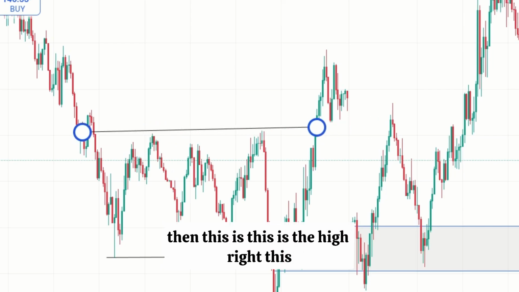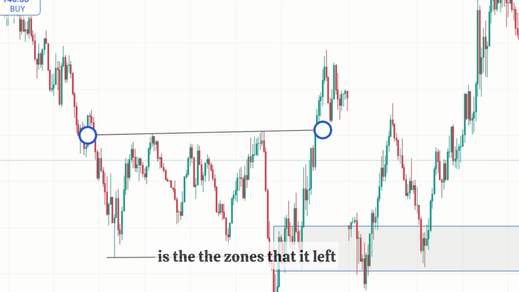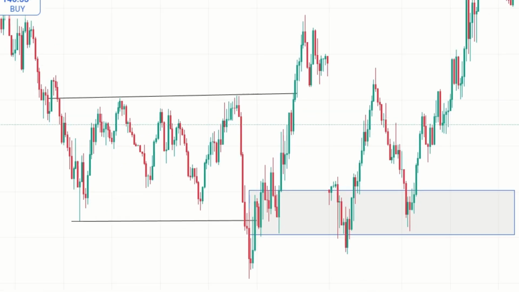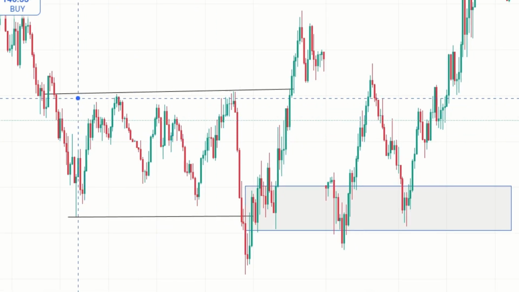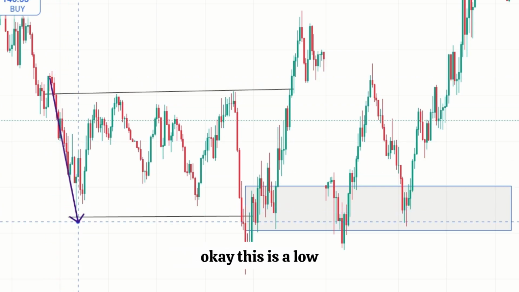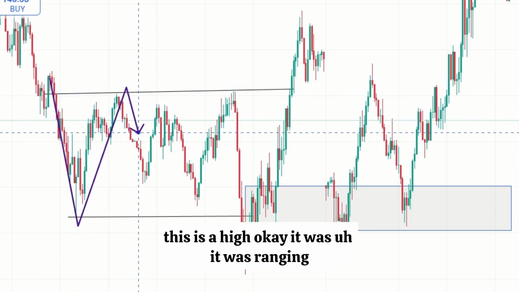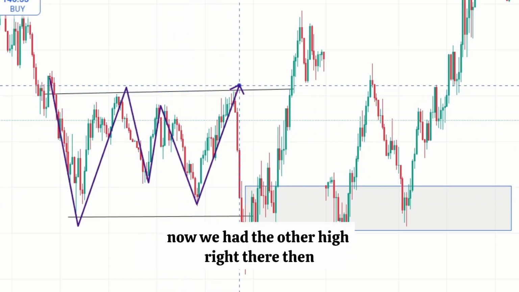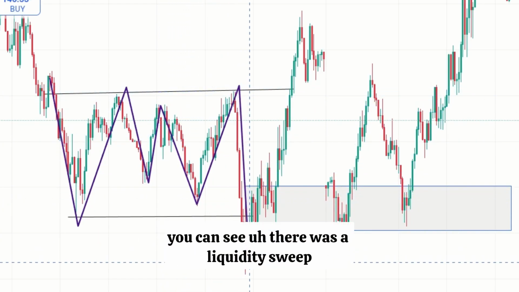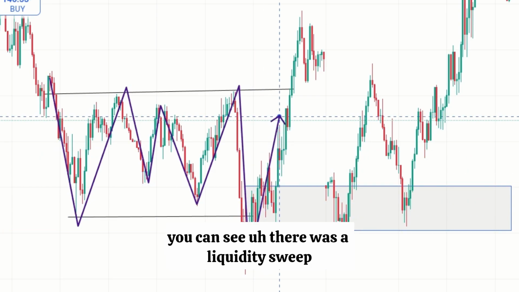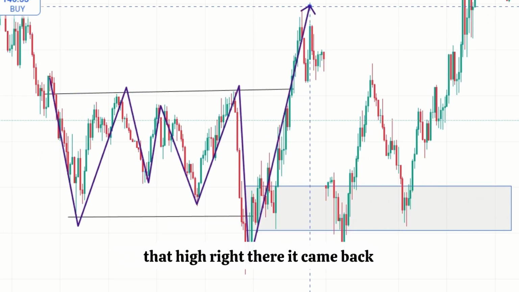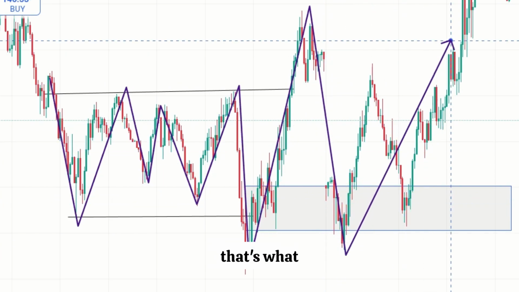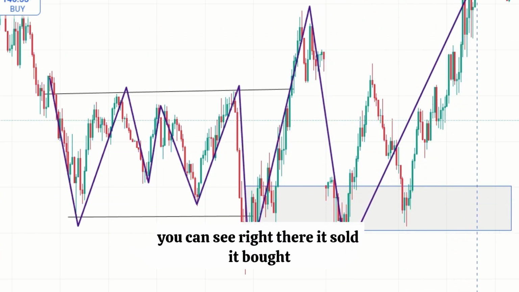Then this is the high, right? This is the zones that it left right up here. Then you can see when the market came here, okay, this is a low, this is a high. It was ranging right here, though we had the other high right there. Then you can see there was a liquidity sweep right there. It broke that high right there. It came back, then boom.